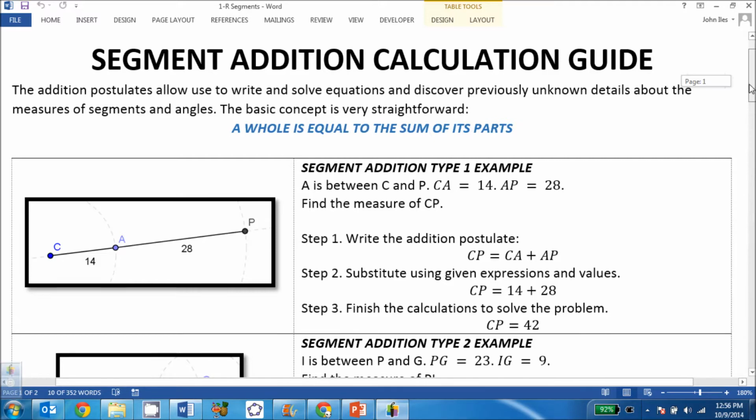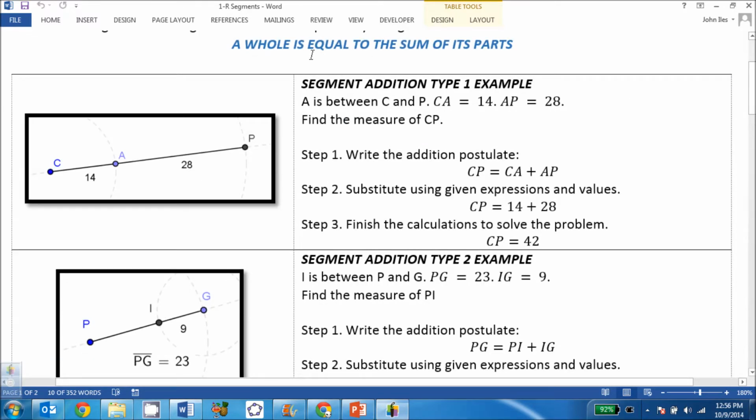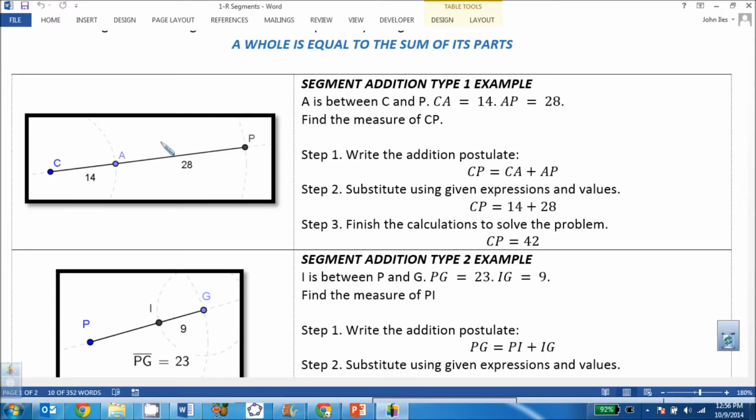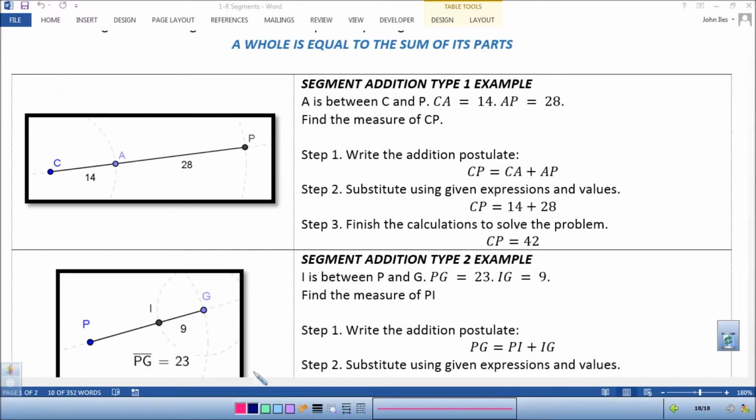We want to remember that the segment addition postulate basically says that a whole is equal to the sum of its parts. So if I look at a picture like this one over here, what I see is that I have a large segment CP, and I would say CP then is equal to CA plus AP. Notice that A is between C and P.